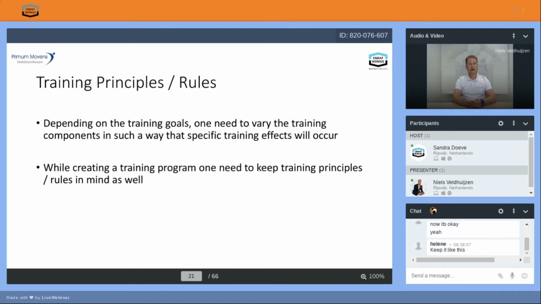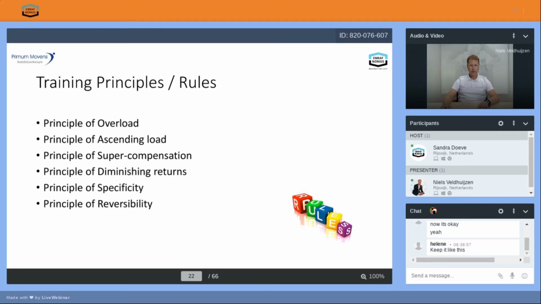There were days that for every patient, if you wanted to increase strength, for example, a lot of colleagues came up with 3 series of 10 repetitions, or 3 series of 12 repetition exercises, and they made it a standard. It will become clear that if you work like that, you will be less effective. You will get training effects, but they will not be as effective as you might want them to be. The training rules that are applicable during rehabilitation and sports as well are the principle of overload, ascending load, supercompensation, diminishing returns, specificity, and reversibility.